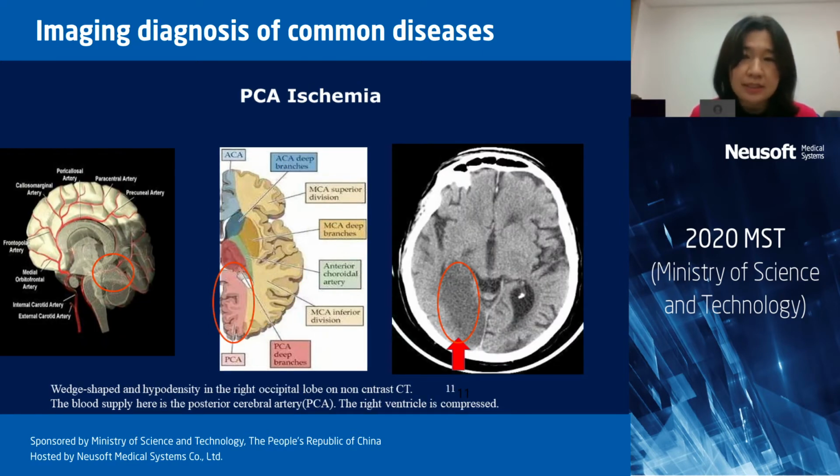Now we can see the picture shows PCA ischemia. We can see wedge-shaped hypodensity in the right occipital lobe on CT. The blood supply here is the posterior cerebral artery. The right ventricle is compressed.